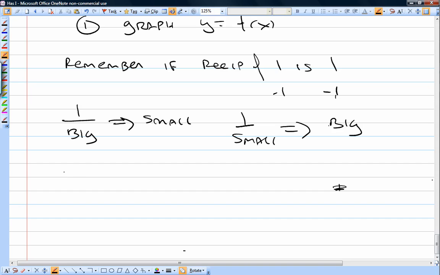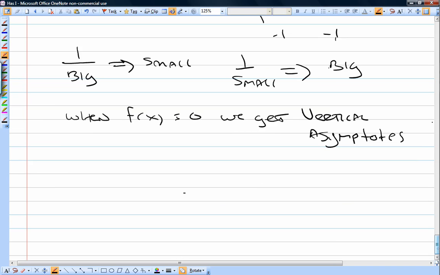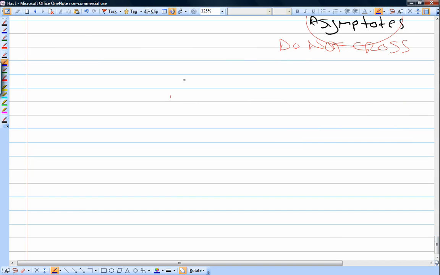And when f of x equals 0, we get vertical asymptotes, okay, which you cannot cross. Okay, so these things are do not cross. Horizontals, cross all you want. Verticals, no. So, little example of how this is going to work.